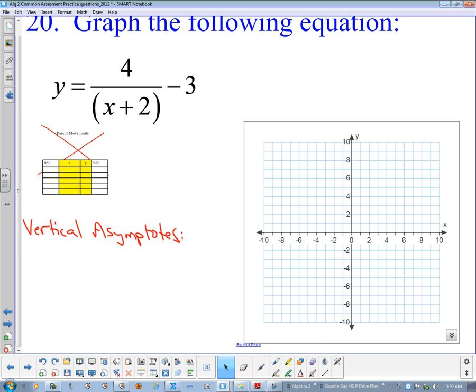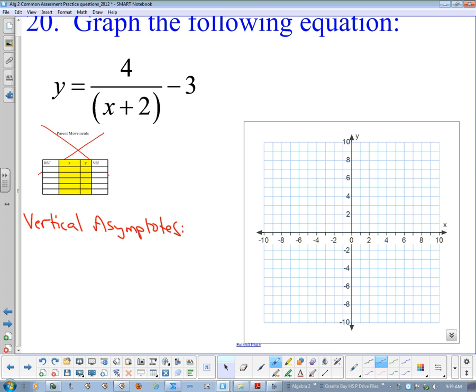Now, vertical asymptotes are where x cannot equal. So we set the denominator, x plus 2, equals 0 and solve. So it's going to be x equals negative 2. We've got a vertical asymptote. That vertical asymptote will be right here, x equals negative 2. We also have a horizontal asymptote. Any ideas? It's down 3, right? So it's going down 3.